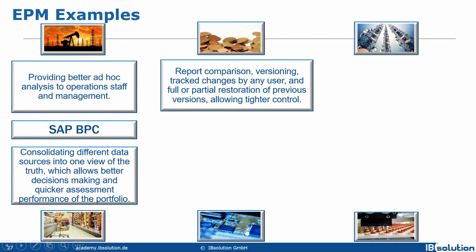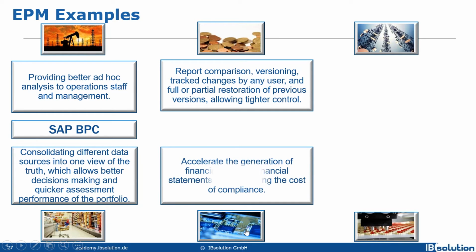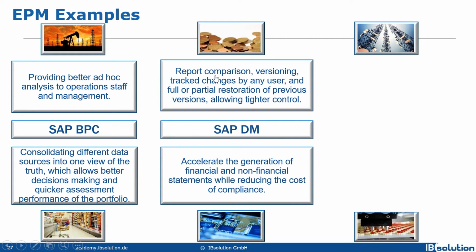The other example is a technology company. What they benefited from is they managed to accelerate the generation of their reports, and it was for their quarterly, monthly, and annual reports. Because of that, they managed to reduce the cost, because the resource dedicated before for report production managed to focus on something else. And this is SAP Disclosure Management.